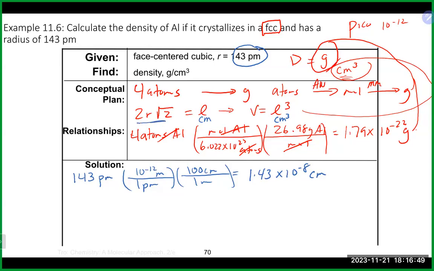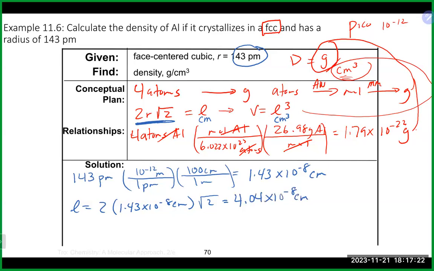Now I can put into my specific length calculation for a face-centered cell. In this case, we will take 2 times our radius, which I've already converted into centimeters, times the square root of 2. That gives me 2 times the square root of 2 times r, and that is going to give me 4.04 times 10 to the minus 8 centimeters.